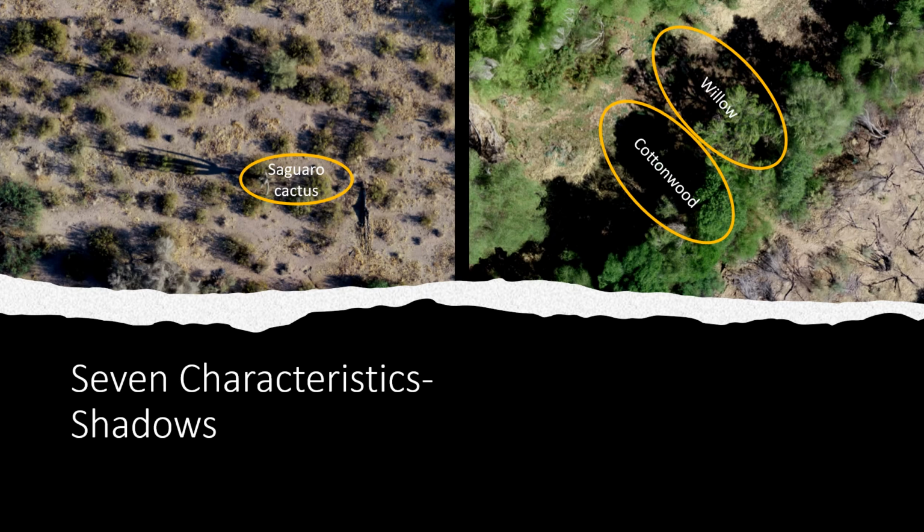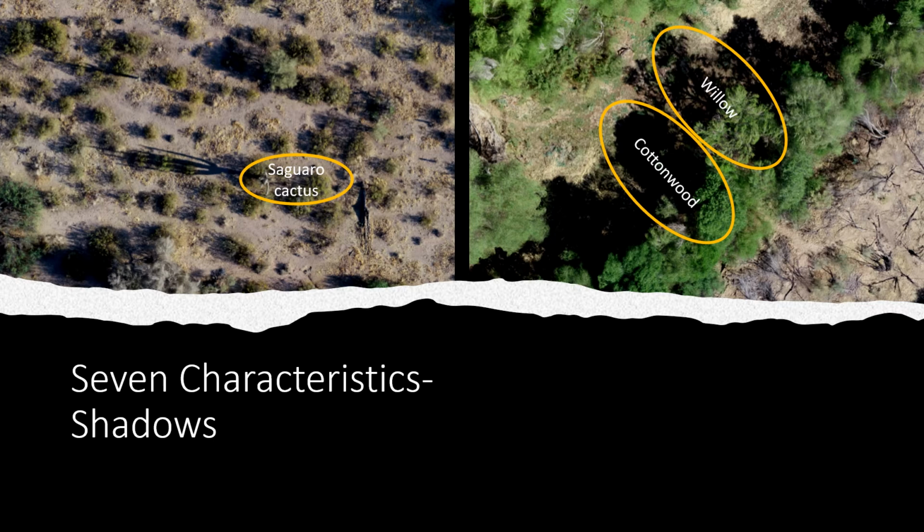Shadows cast by objects in imagery can give the interpreter important clues. Here on the left, we see the very distinguishable shadow of a saguaro cactus. Without that shadow, it would be easy to miss something like a cactus in aerial imagery due to the nature of the plant and the limited surface area visible from above.